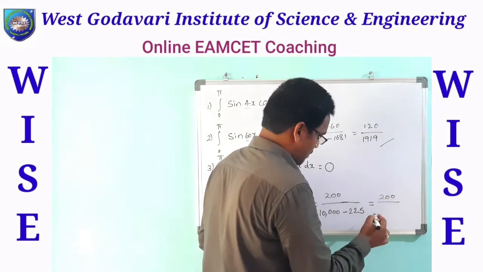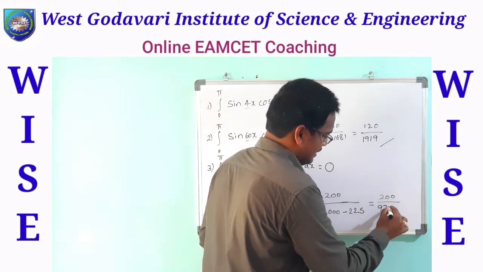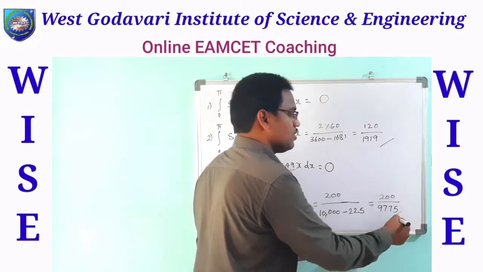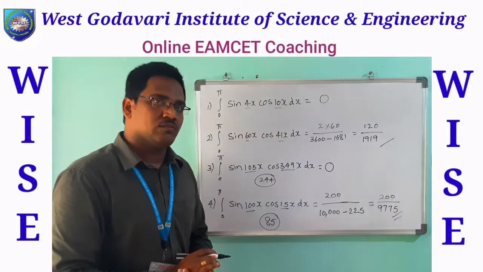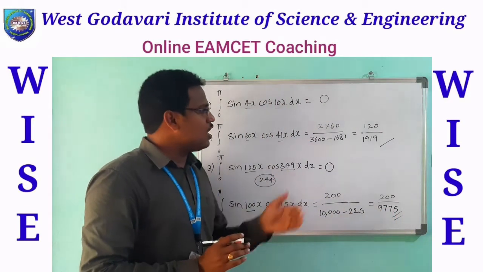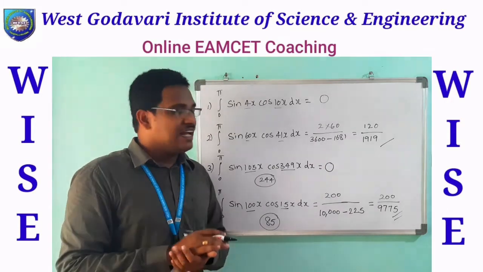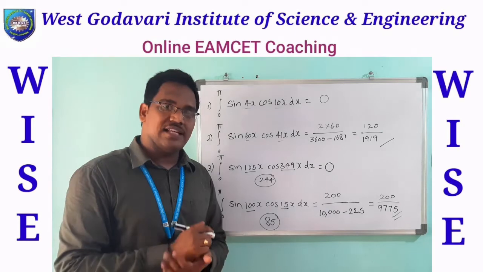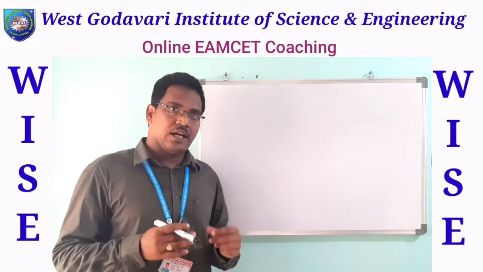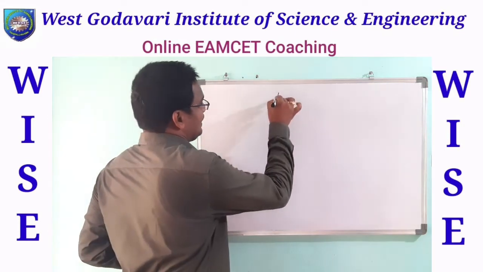So 200 by 9775. That's all. So this is the shortcut trick of method 8. Now let us see another shortcut method regarding this integration concept. Now see another method, that is method 9.